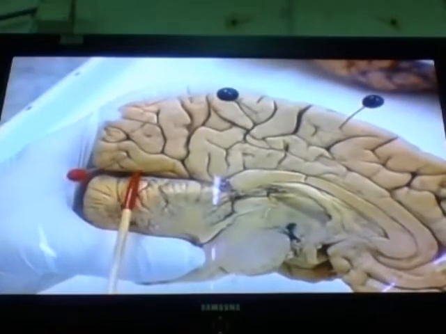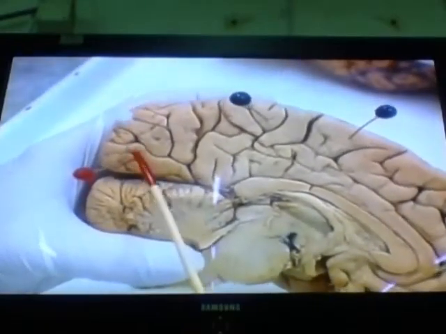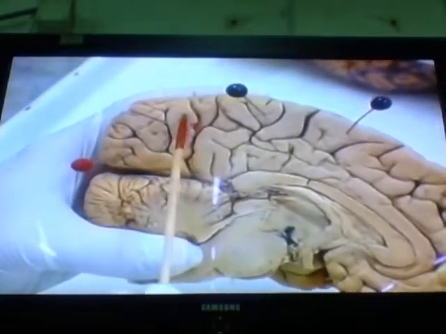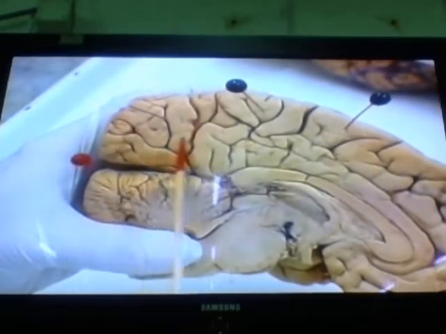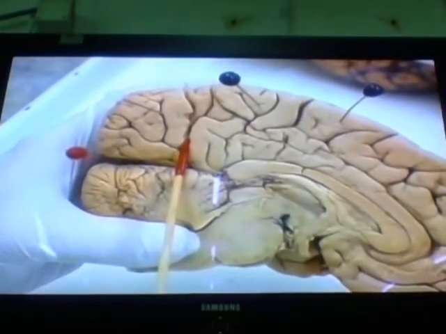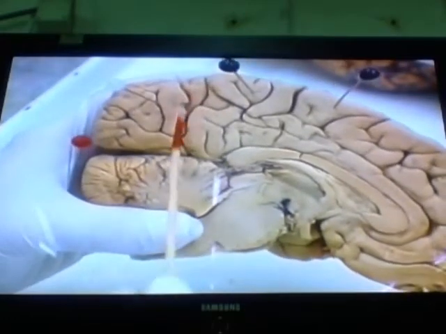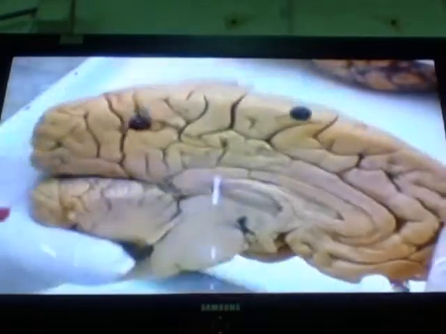Lingula. Okay, so that's primary visual cortex. Here, what's that area known as? The cuneus. The cuneus, isn't that so? Because that's the calcarine sulcus dividing into parieto-occipital and post-calcarine.